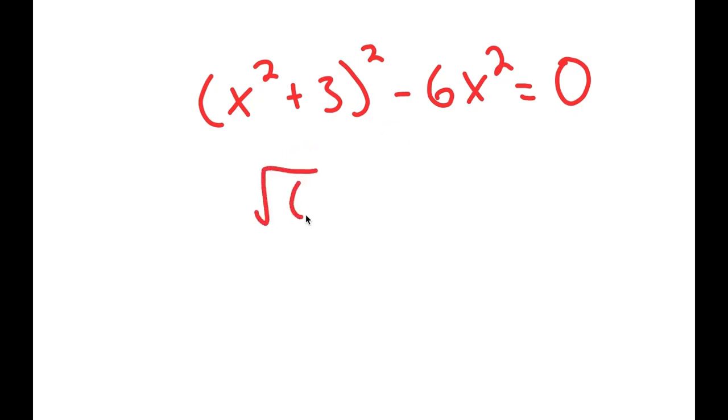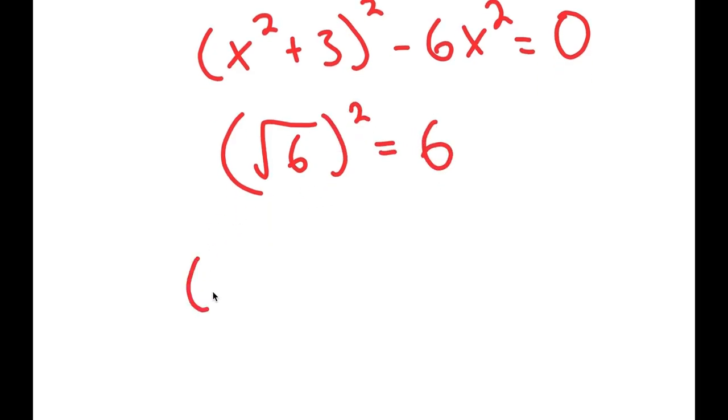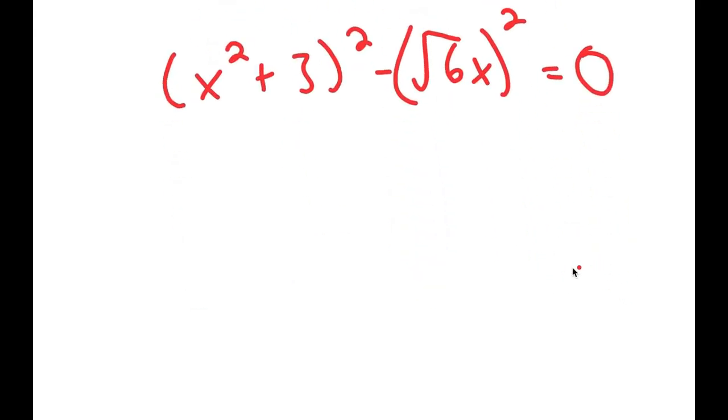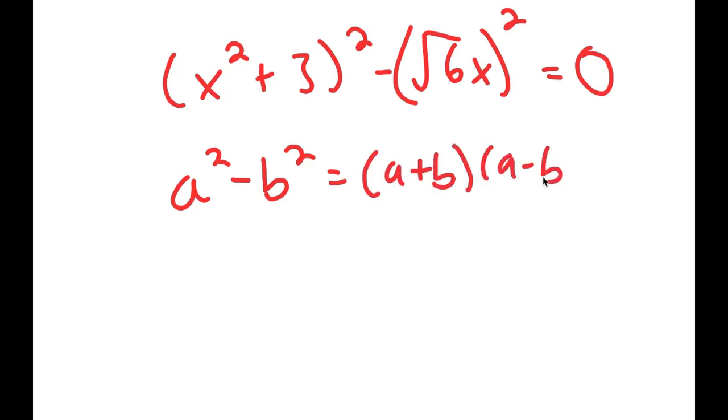And remember how the square root of 6 squared is equal to 6. So what I'm going to do is I'm going to rewrite this as (x squared plus 3) squared minus (the square root of 6 times x) squared is equal to 0. And the reason I did that is because now I can use the property a squared minus b squared is equal to (a plus b) times (a minus b).